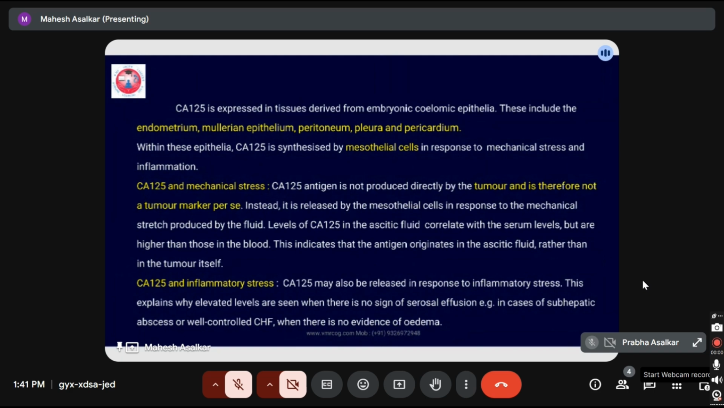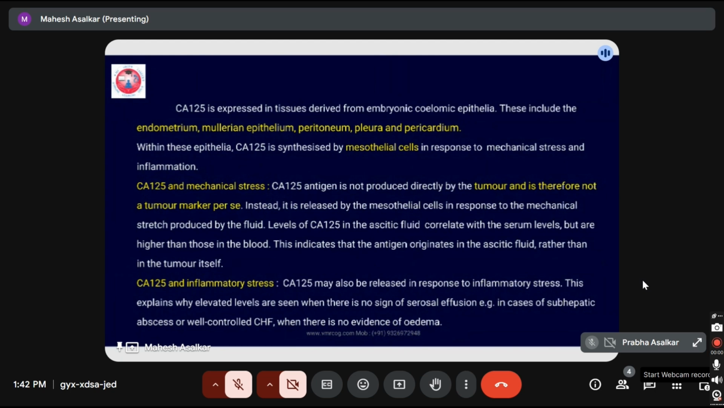So the CA125 antigen per se by definition is not a tumor marker. When we say tumor marker, generally it is produced by the tumor cells or cancer cells. However, here it is not produced by the cancer cells. Instead, it is released by the mesothelial cells in response to the mechanical stretch produced by the fluid. Levels of CA125 in the ascitic fluid correlate with the serum levels, and they are higher than those in the blood. This indicates that the antigen originates in the ascitic fluid rather than in the tumor itself.